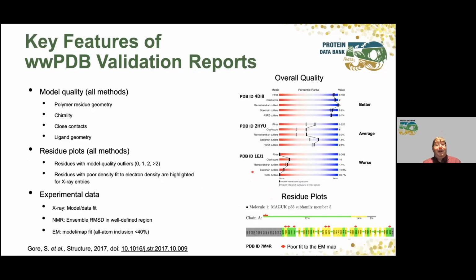So some key features of the validation reports. Again, more details will be on Thursday. We have a number of sliders which give you an overall quality, including polymer residue geometry, chirality, close contact geometry, ligand geometry. We will have more details about per residue plots. In this case, it's an electron microscopy structure, and you can see there are individual residues or missing residues in the sequence. You just don't observe them, it happens. You'll have residues identified that may have some issues. And for X-ray, we'll give you a quality fit of how well the data fits to the model, looking at electron density maps.